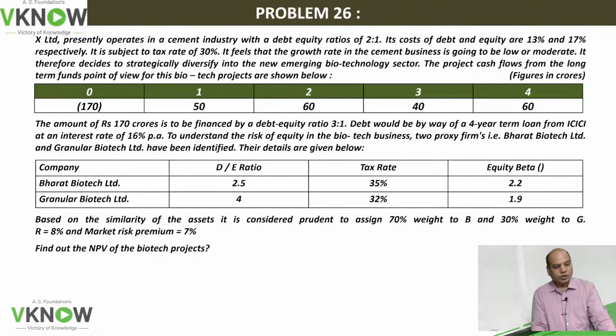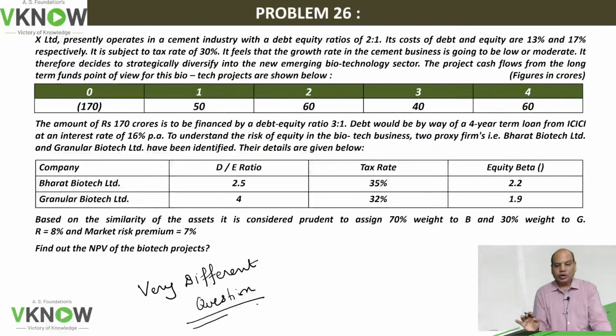Now we'll solve question number 26. X Limited presently operates in a cement industry with a debt equity ratio of 2:1. Very different problem. You will not find this question in the institute publication, but you have to know it. Write it down, a very important question.